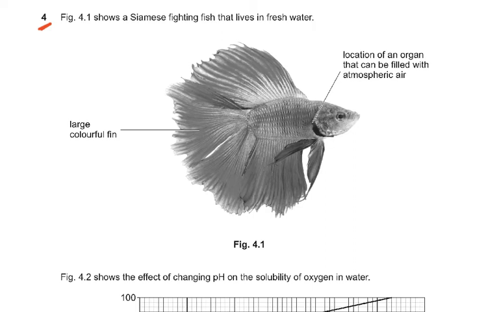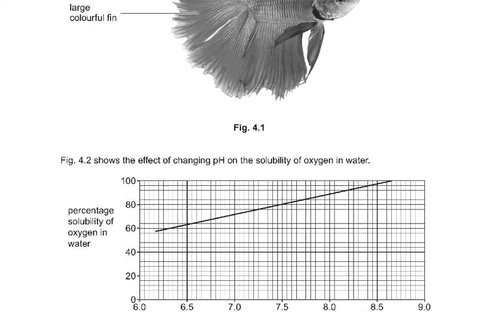Figure 4.1 shows a Siamese fighting fish that lives in fresh water, with a large colorful fin and the location of an organ that can be filled with atmospheric air. Figure 4.2 shows the effect of changing pH on the solubility of oxygen in water.